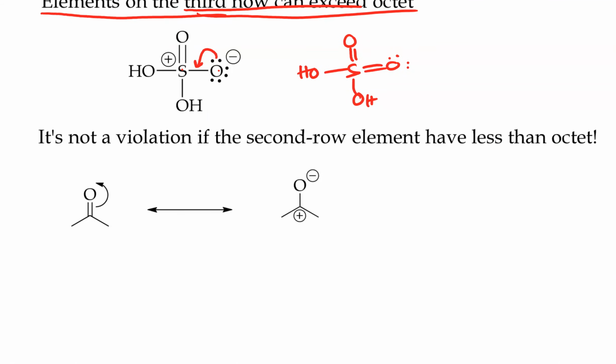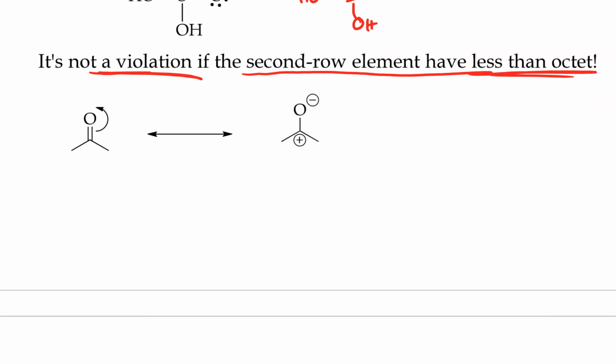And now please be aware that it is not a violation of this rule if second row element have less than an octet of electron. So second row element cannot exceed octet. However, it is okay for it to be under octet, or not having 8 electrons surrounding it. It might not be stable. However, it is not a violation or a big serious issue. For an example, when we have this molecule right here, one way to draw resonance structure is by taking the pi electron in this bond and now move this to this oxygen.